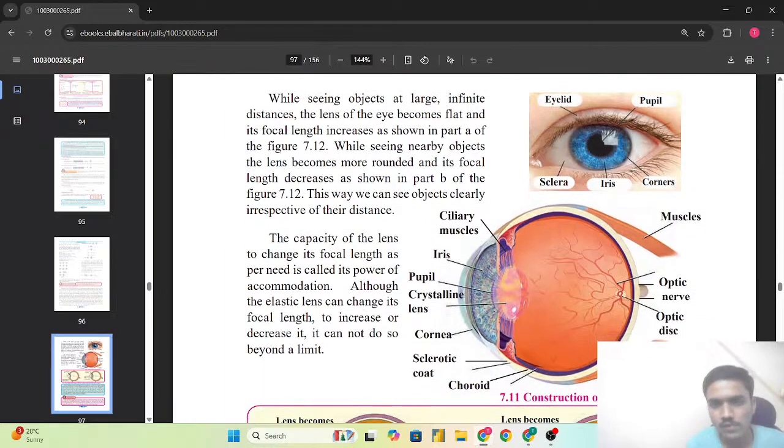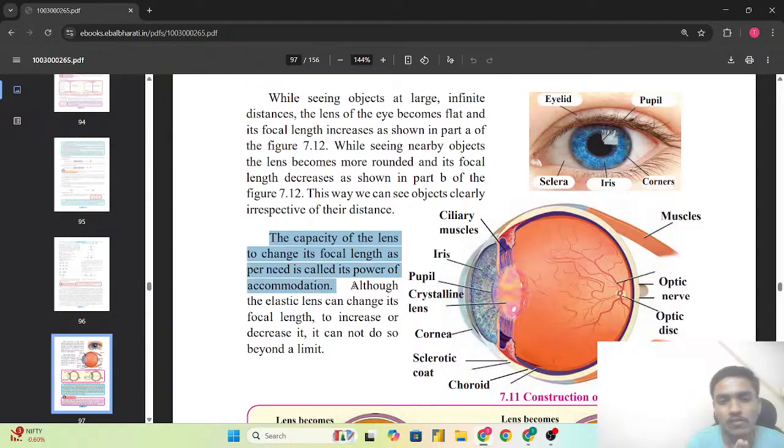So up to now we have seen the capacity of the lens to change its focal length as per the need is called its power of accommodation. This is the definition which we can see here. The capacity of the lens to change its focal length as per the need is called the power of accommodation.